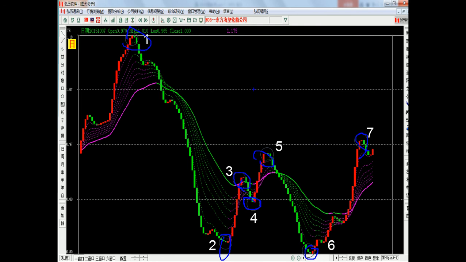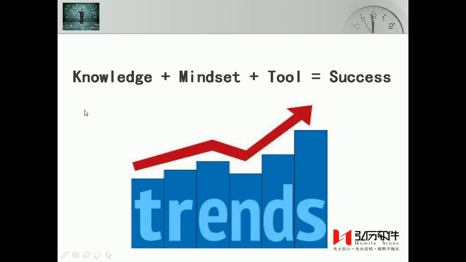It can be used in the Hong Kong market, the Singapore market, and the Malaysia market. It's very easy. Okay, so here I show you: knowledge plus mindset plus tool equals success. So this is how to operate by using trend. And here I provide a very good and useful indicator, that is Homely Trend Expert.